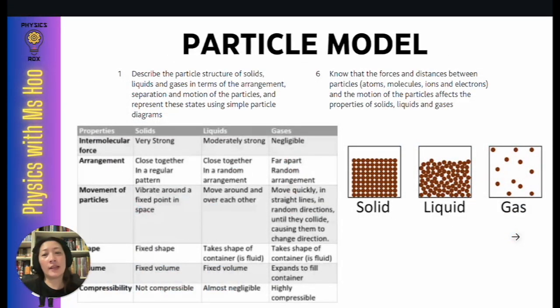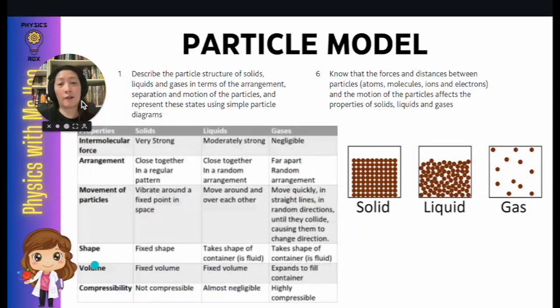Now, you also need to know about a particle model for solids, liquids, and gases. So you need to be able to describe the particle structure of these three states of matter in terms of the arrangement, separation, and motion of the particles, and represent these states using simple particle diagrams. You also need to know about the forces and distances between the particles, whether atoms, molecules, ions, and electrons, and how the motion of these particles affect the properties of solids, liquids, and gases.